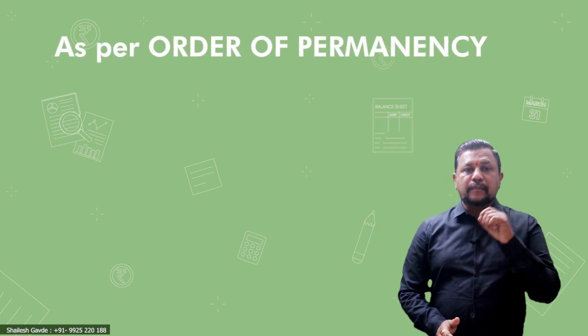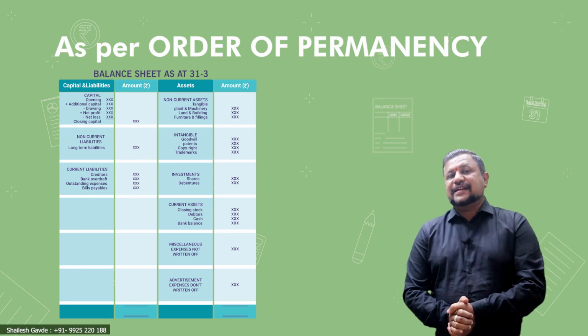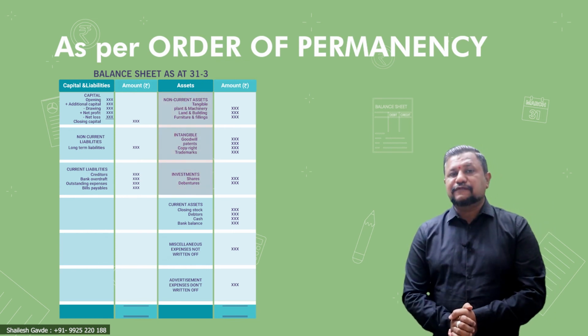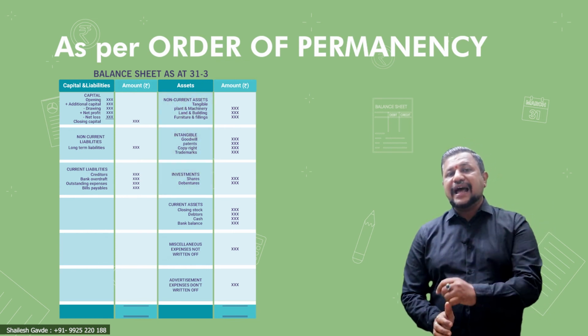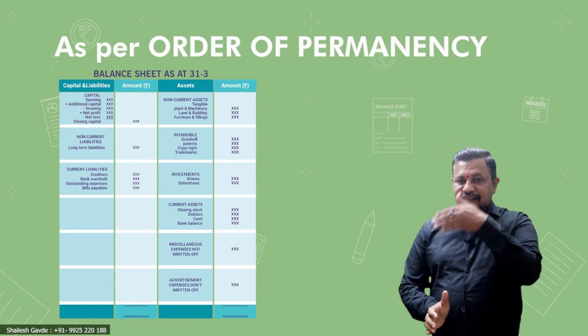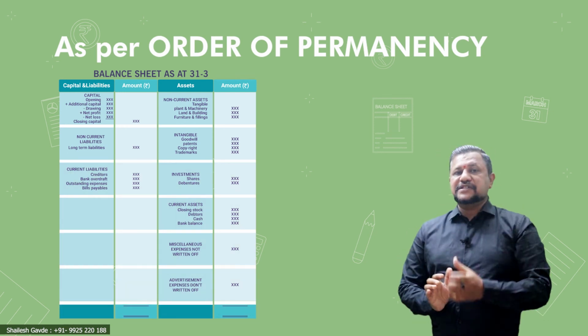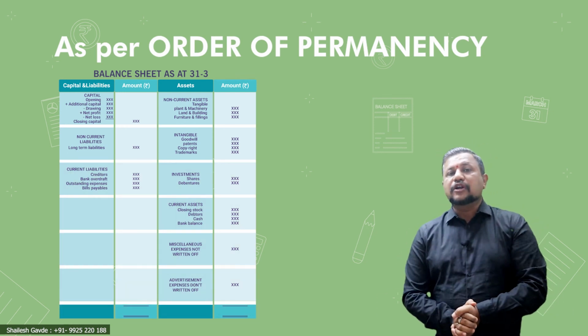Students, the format which we discussed about balance sheet is as per the order of permanency. Means the most permanent asset on asset side is written first and the most permanent liability on liability side is written first, and then after accordingly all other assets and liabilities. So this was the order of permanency.